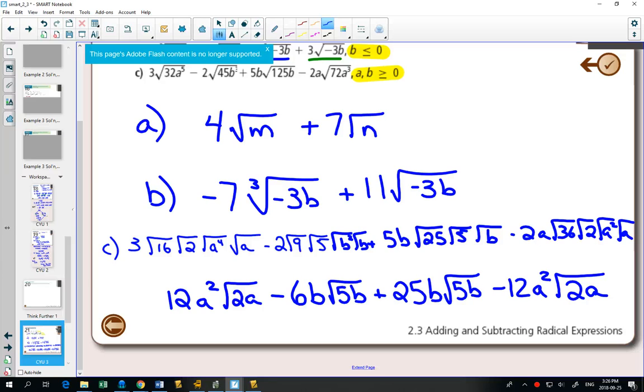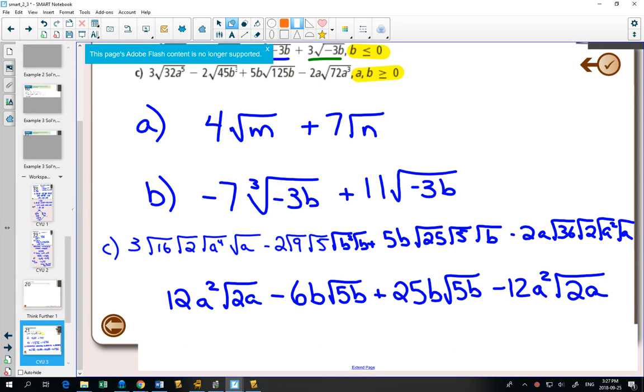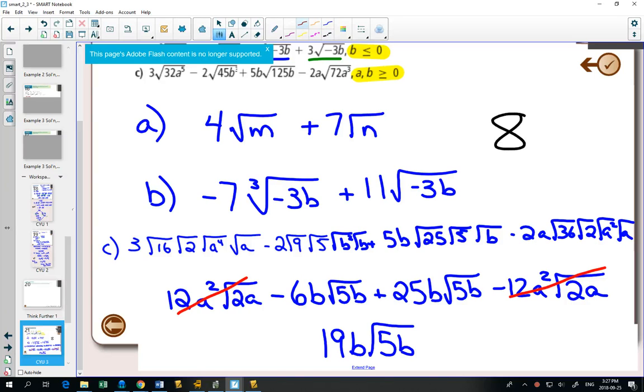And now, are any of them alike? Yes. This 12a squared root 2a and this 12a squared root 2a are alike, and they will cancel out. Oh, that is nice. And negative 6b root 5b and 25b root 5b will end up with 19b root 5b. Number 8 is the only additional one for this one.